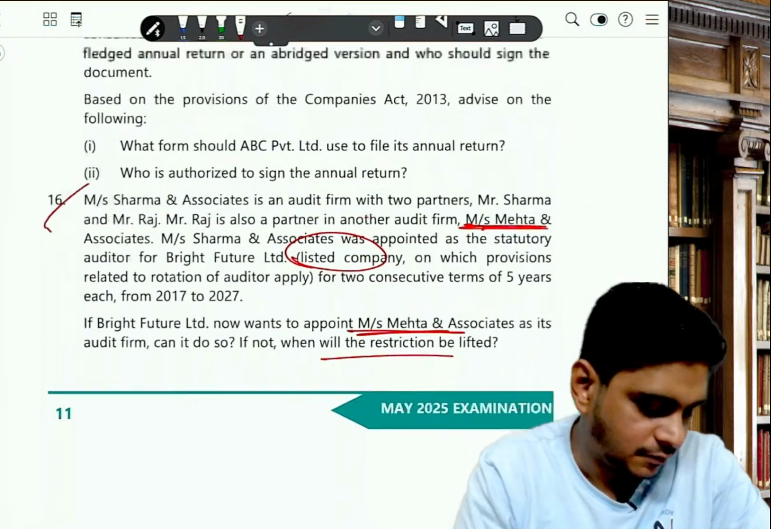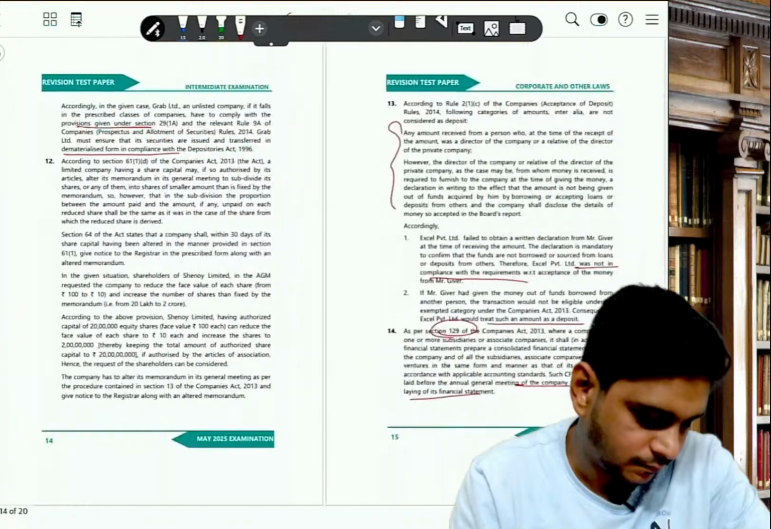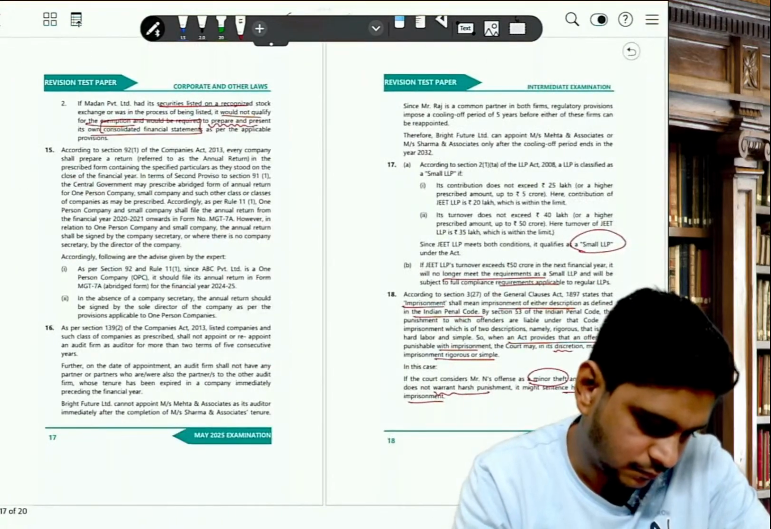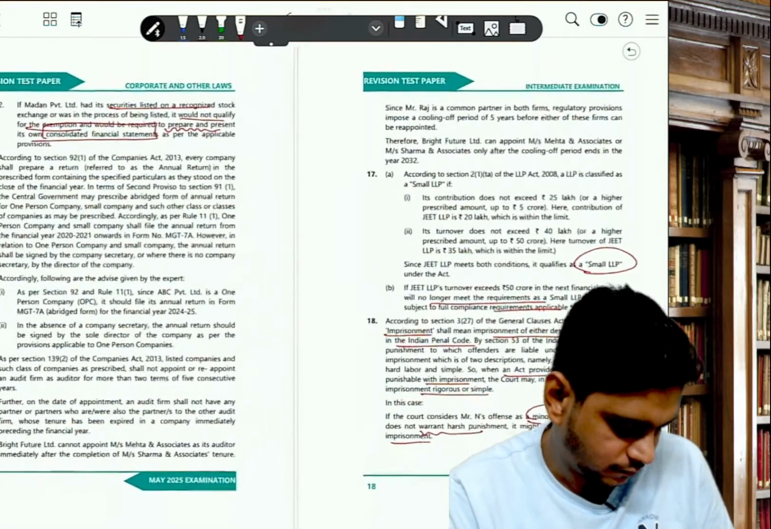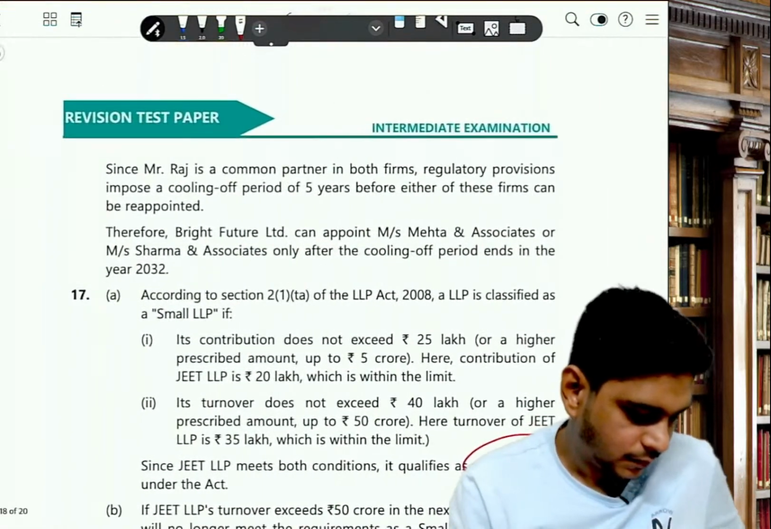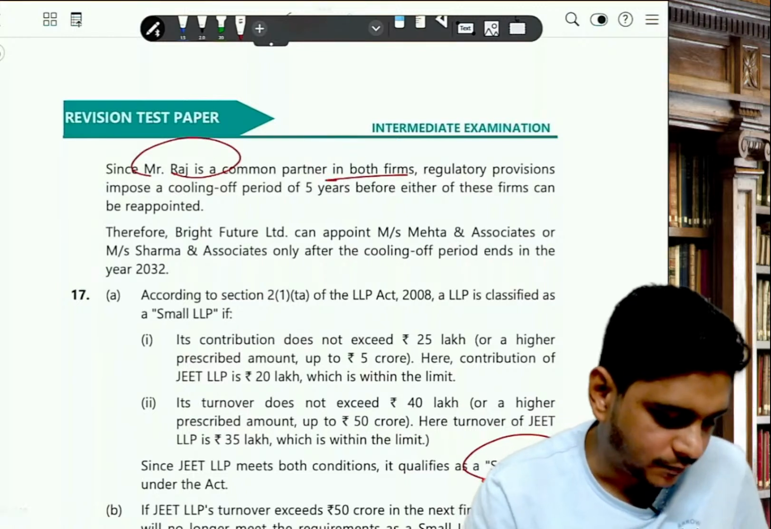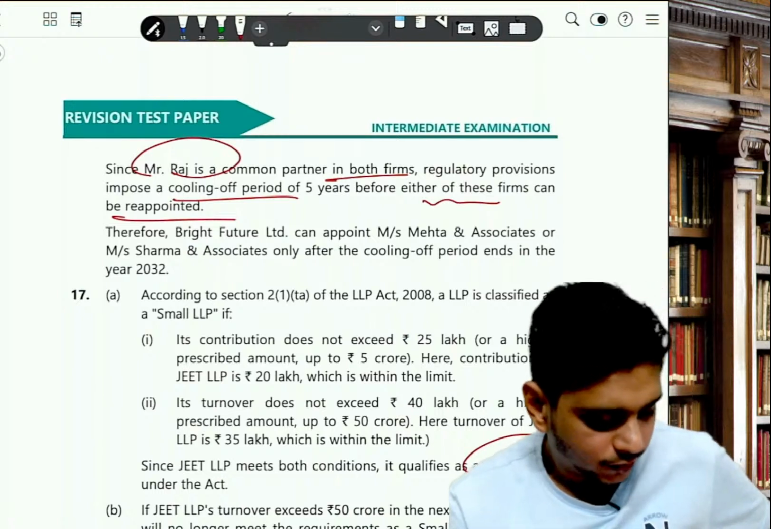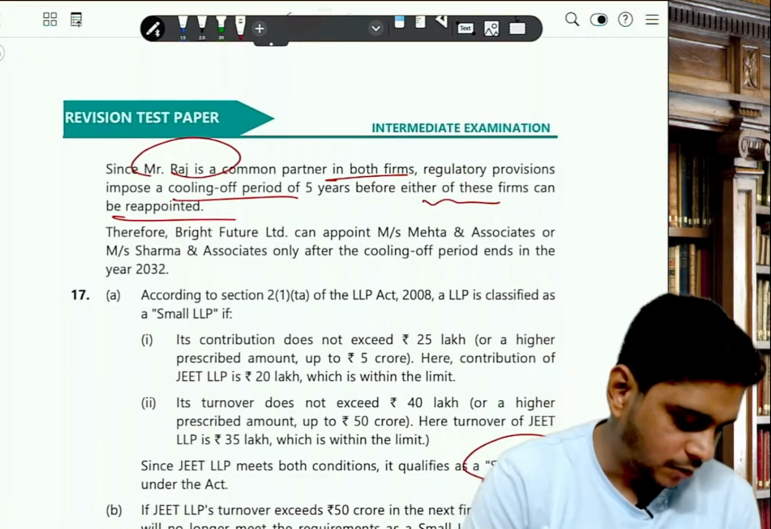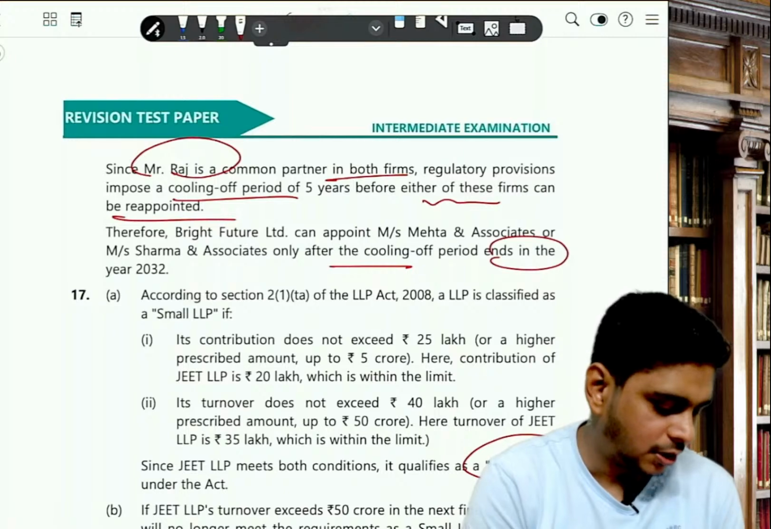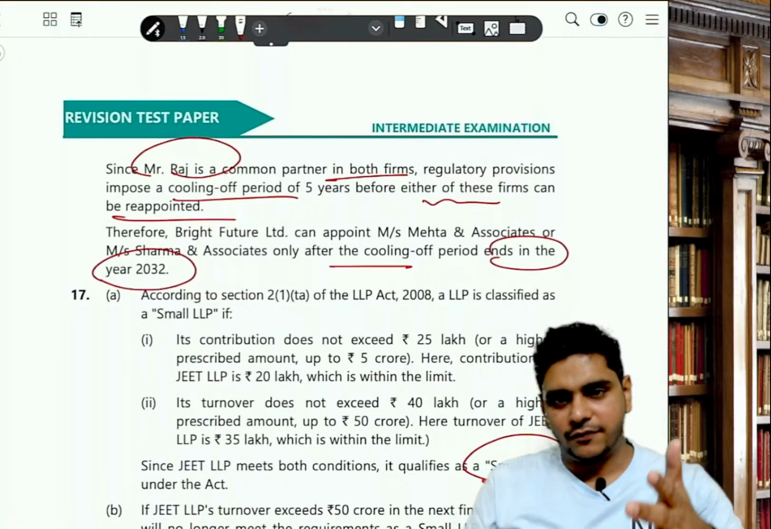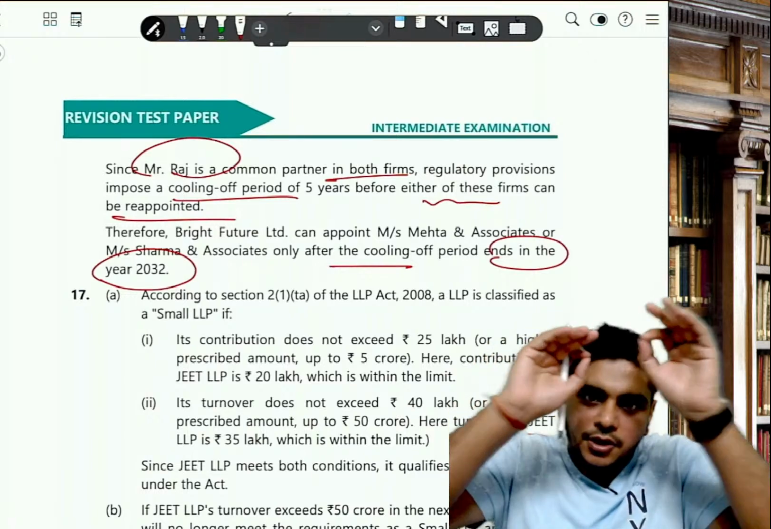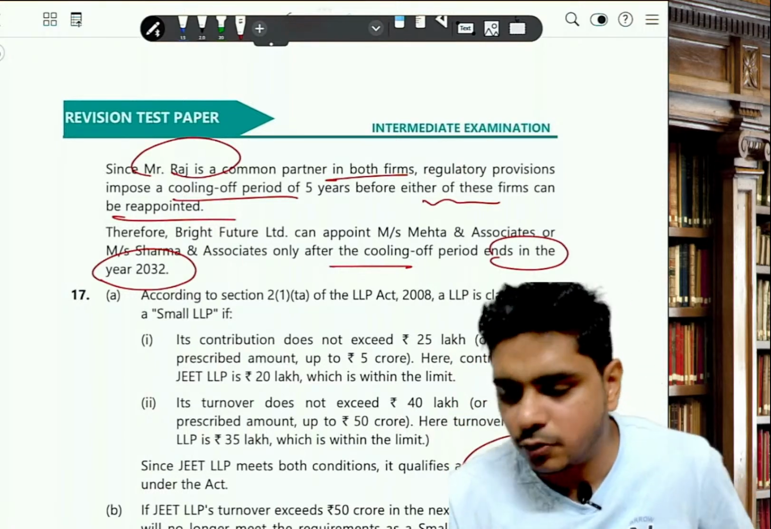Five years. Rotation of auditor. Since Raj is a common partner in both firms, impose a cooling period of 5 years before either of these firms can be reappointed. Therefore, Bright Future can appoint Mehta and Associates or Sharma and Associates only after the cooling period ends in 2032. 27 plus 5 years, that is 32, after the 5 years of cooling period. Understood? Done everything. So guys, we are left with only 4 chapters.